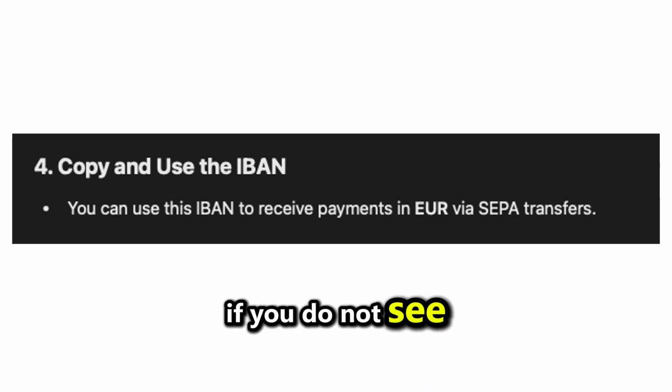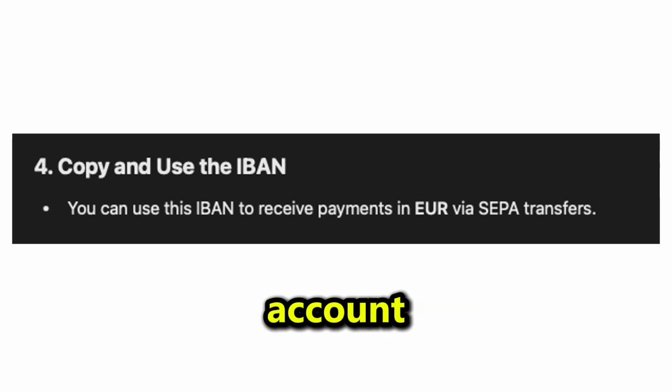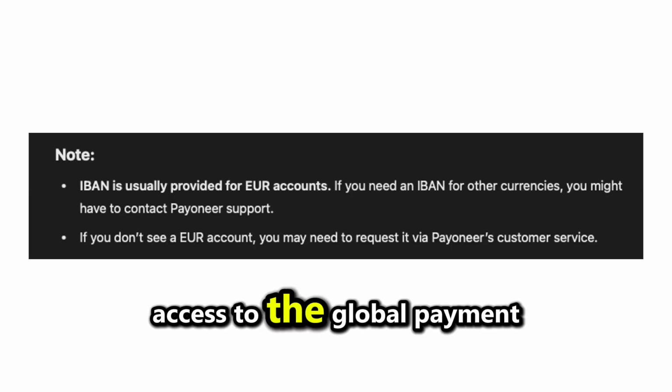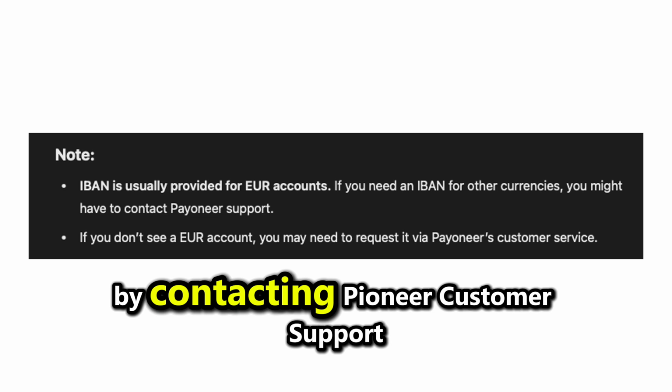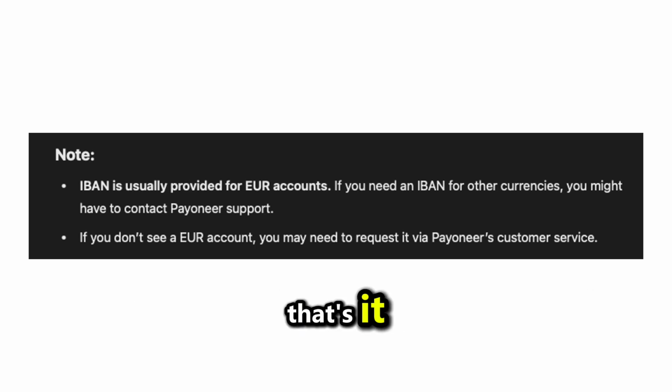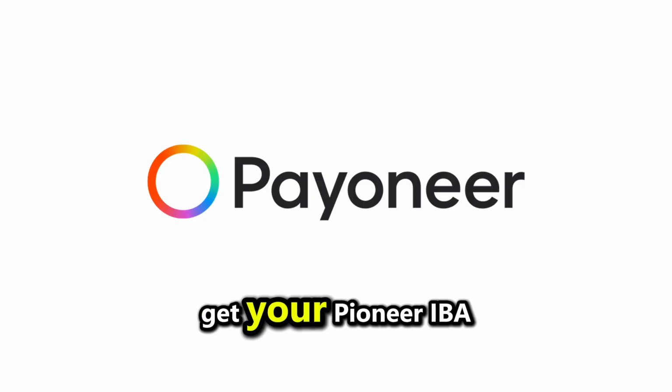If you do not see an IBAN listed for your account, you may need to request access to the Global Payment Service by contacting Payoneer Customer Support. That's it. You've successfully learned how to get your Payoneer IBAN number.